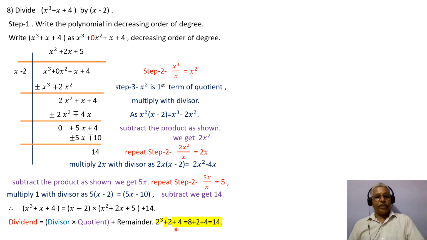And if you see the remainder, the zero of the divisor is 2, and if you substitute this 2 in the polynomial, you get 2 cube plus 2 plus 4, which is 8 plus 2 plus 4, which is 14. This was to remind you: if you take the zero of the divisor and substitute it in the polynomial, you get the remainder.